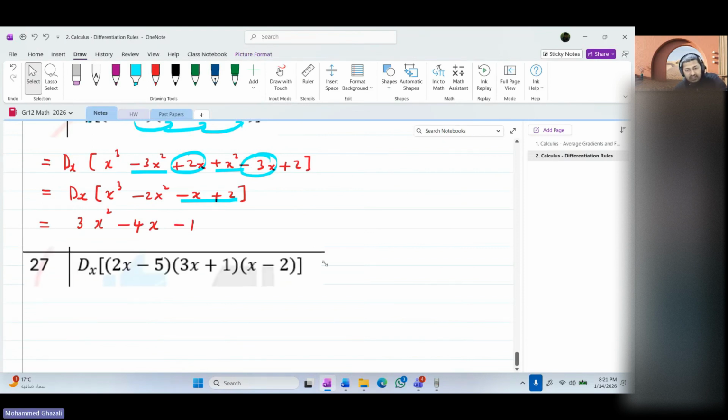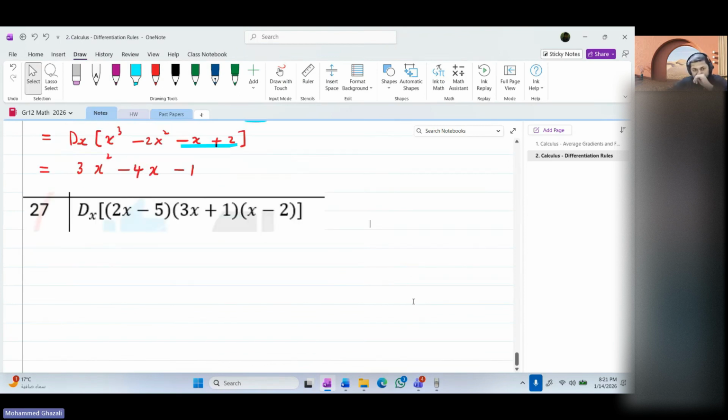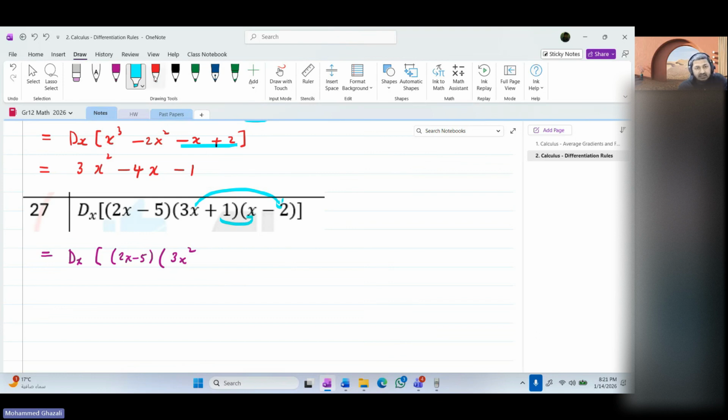Right, so this is written in a similar form, as you can see, but now we have 3 brackets. So how do we open up 3 brackets? So d/dx, open up the last two, leave the first one as it is. So 2x minus 5. And if you open up this, you're going to get 3x times x, which is 3x squared. 3x times minus 2 is minus 6x. What I'm doing is collecting all the x terms. That's minus 6x plus 1x. So that's plus 5x. And 1 times minus 2.